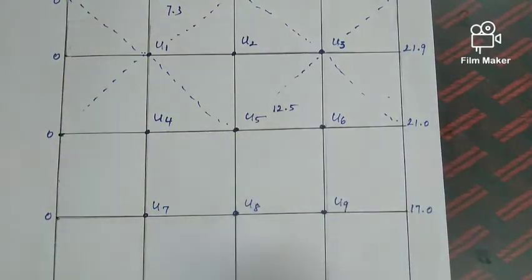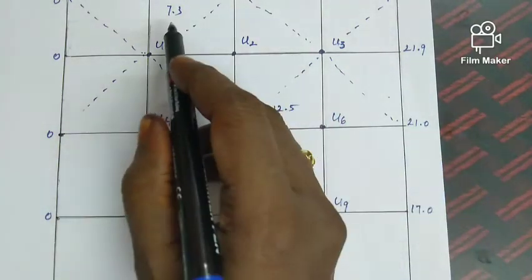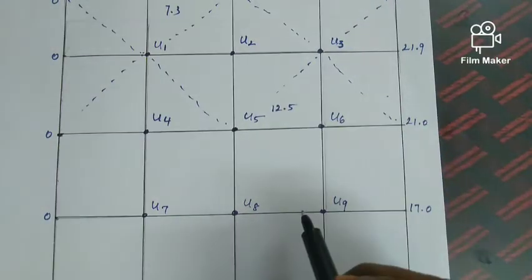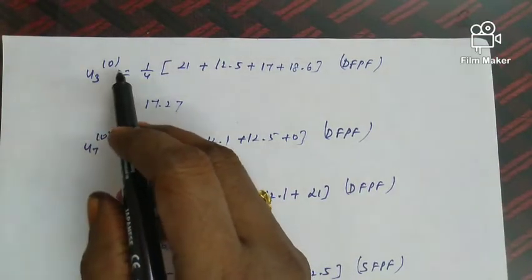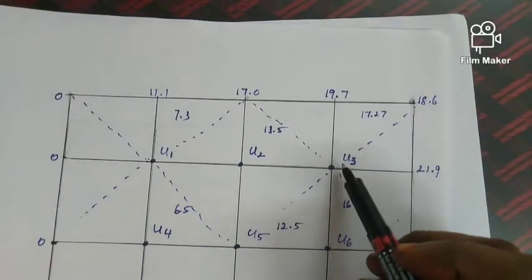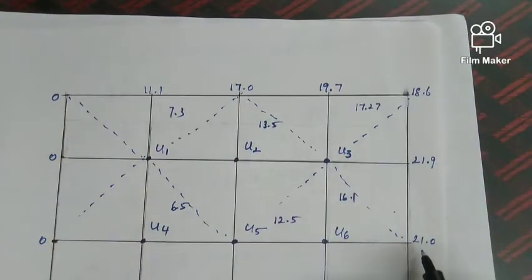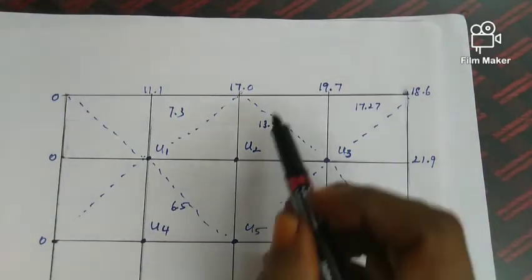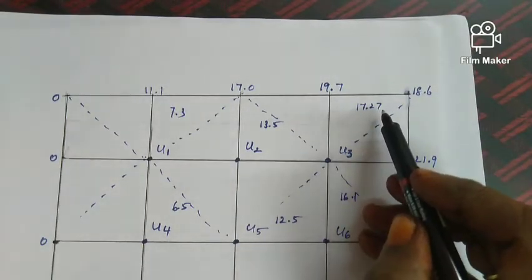Is it clear? Whenever you are finding the value of any point, that is u1, u2, whatever it is, then and there itself you mark the value in the diagram. The next one is u3. As I told you already, u3 uses the diagonal 5-point formula. So 17, 18.6, 12.5 and 21. Using all these, we can get the value of u3. The value of u3 is 17.27.